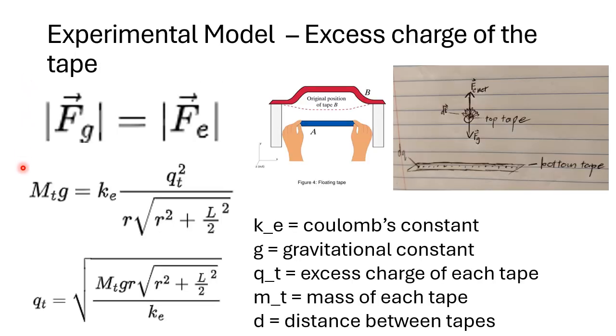This is the experimental model for the excess charge on the tape. The bottom tape is assumed to be a line charge, and the top tape is assumed to be a point charge. The gravitational forces on the upper tape are balanced out by the electrical forces on the upper tape, giving us this middle equation here. When we solve for QT, which is the excess charge of each tape, we get this equation here, which gives us the excess charge on one piece of tape.